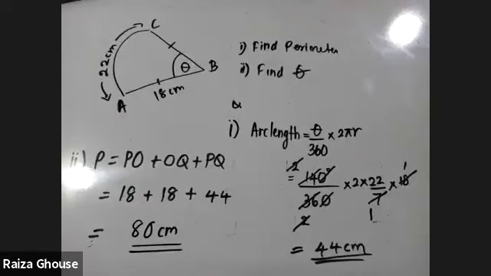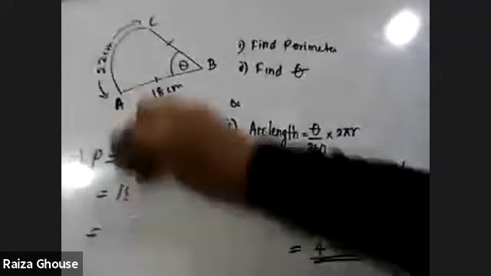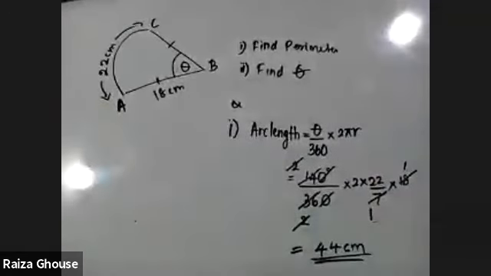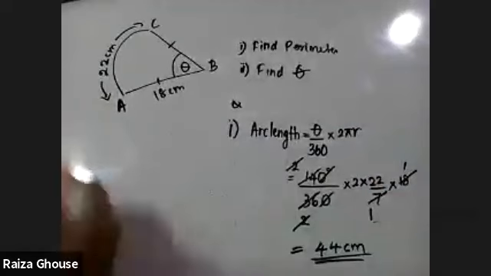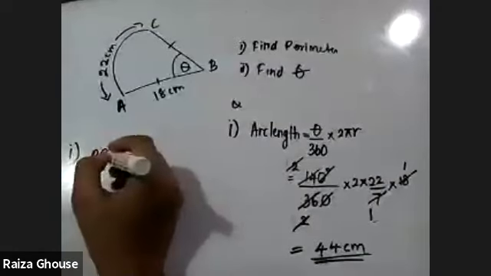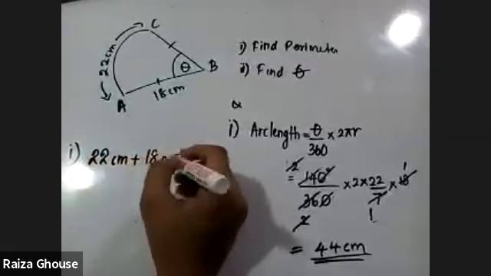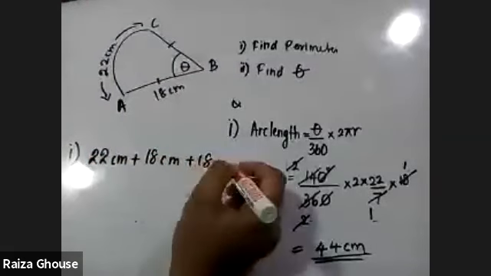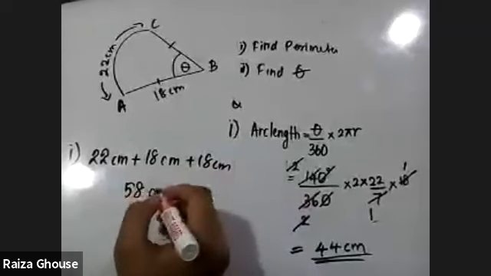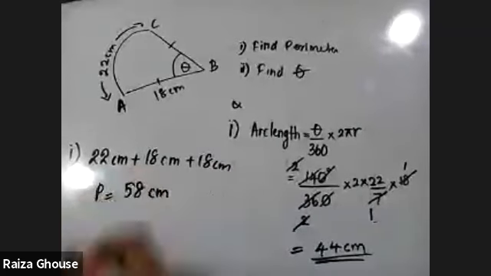58 centimeter. Yes, very good. Exactly, 58 centimeter. Quickly find out theta. So I'll do the working. Perimeter, all the sides, 3 sides are there: 22 centimeter arc length, 2 radii are there, 18 centimeter plus 18 centimeter, altogether 58 centimeter equal perimeter.